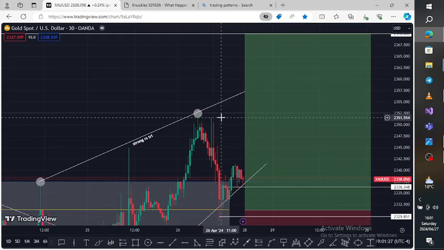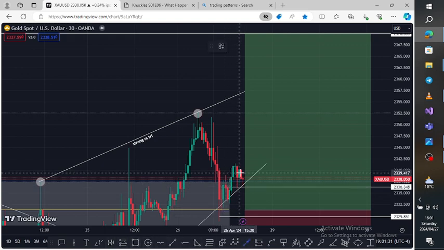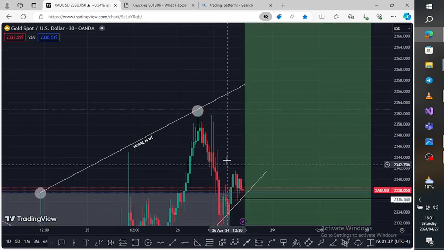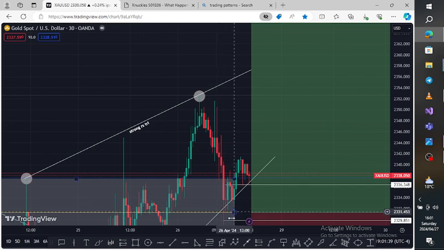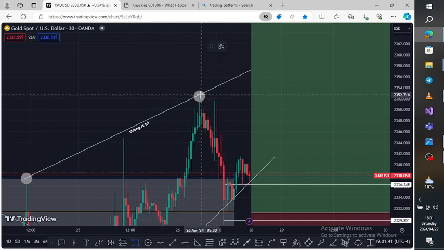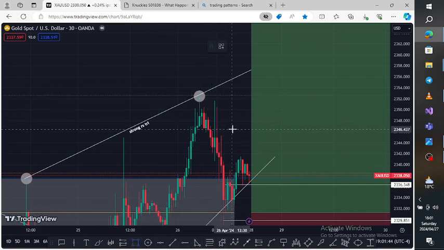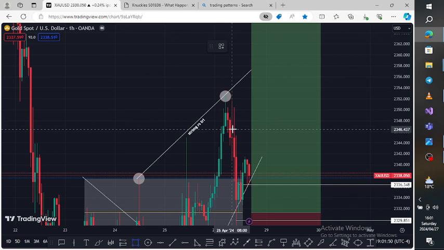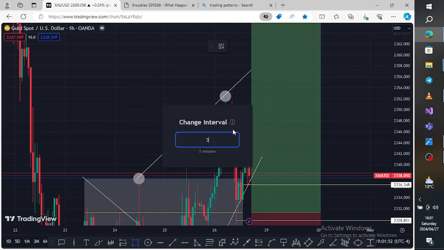So I'm still expecting price to push from this area, our point of entry, until this area. But since there is a contradiction, not even a contradiction, it might mean something. Let me just leave it there. Let me check the 1 hour one last time. Okay, it was not 1 hour, it's still 30 minutes.